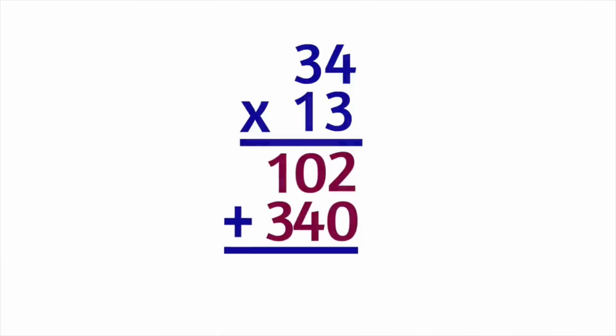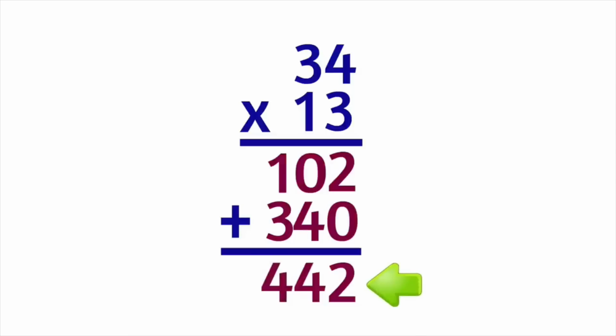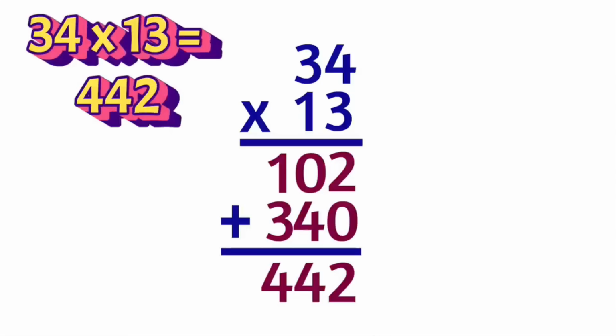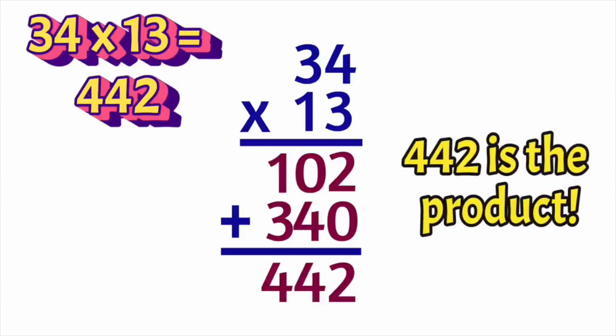2 plus 0 equals 2. 0 plus 4 equals 4, yeah. And 1 plus 3 equals 4. That's right. And we have our answer. 442. 34 times 13 equals 442. 442 is the product. Amazing.